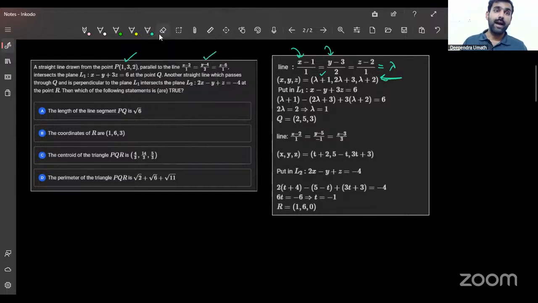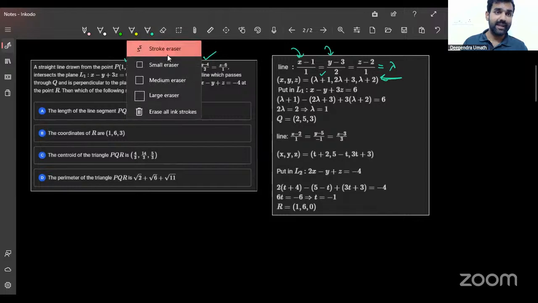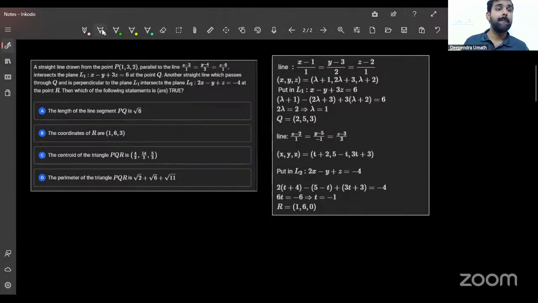Now, I am told that this line intersects the plane L1. So if this line intersects the plane L1, then the coordinates of the random point on this line must satisfy the equation of the plane. So lambda plus 1 I'll put here in place of x, 2 lambda plus 3 I'll put here in place of y, and lambda plus 2 I'll put here in place of z.